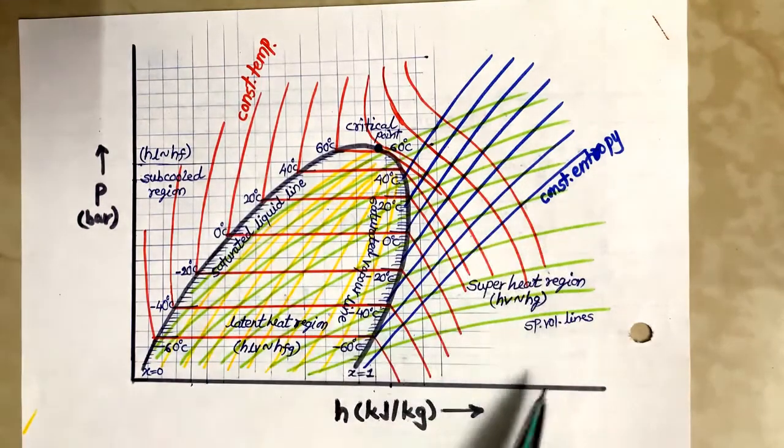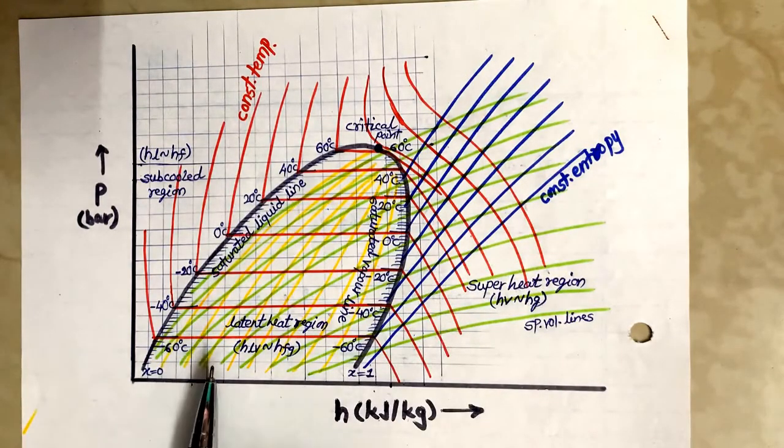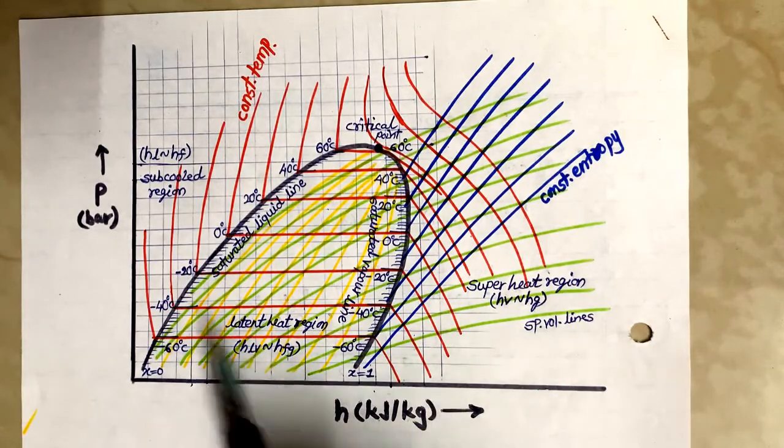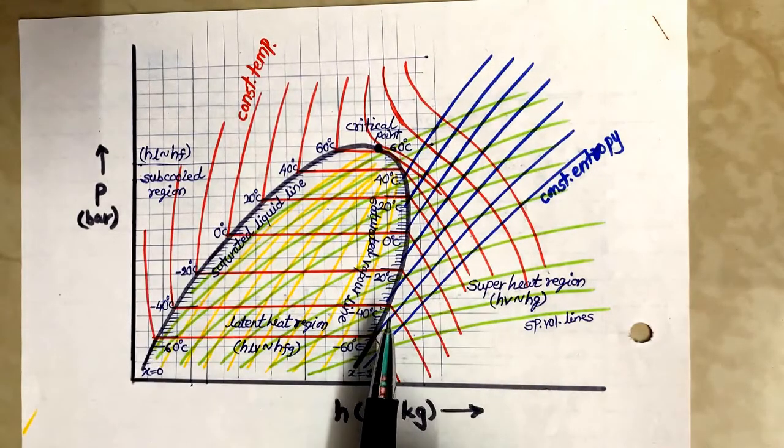So that is all regarding the representation of this p-h diagram, or we can say p-h chart, on plain paper. We should draw it manually also. Okay. Now let us understand why this p-h chart is required.